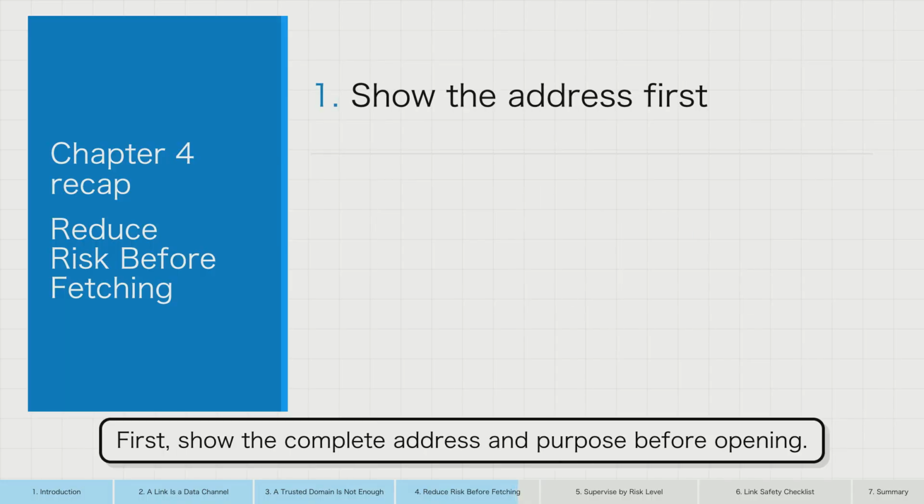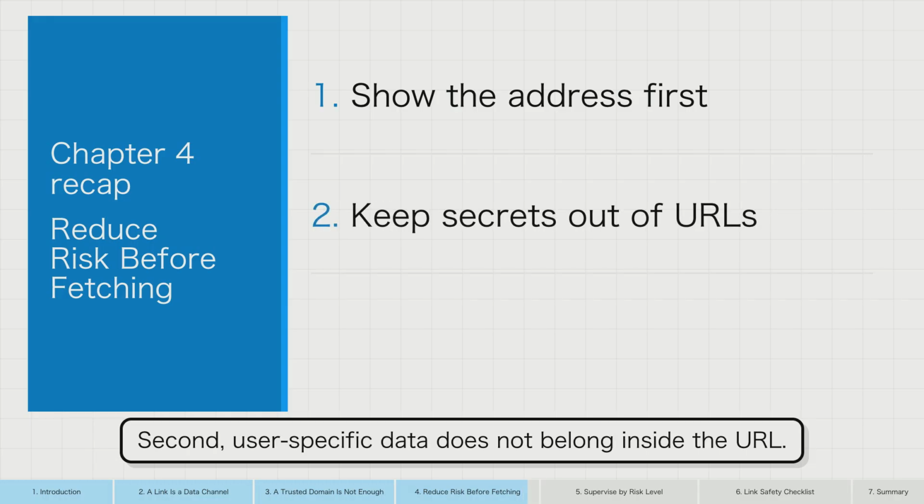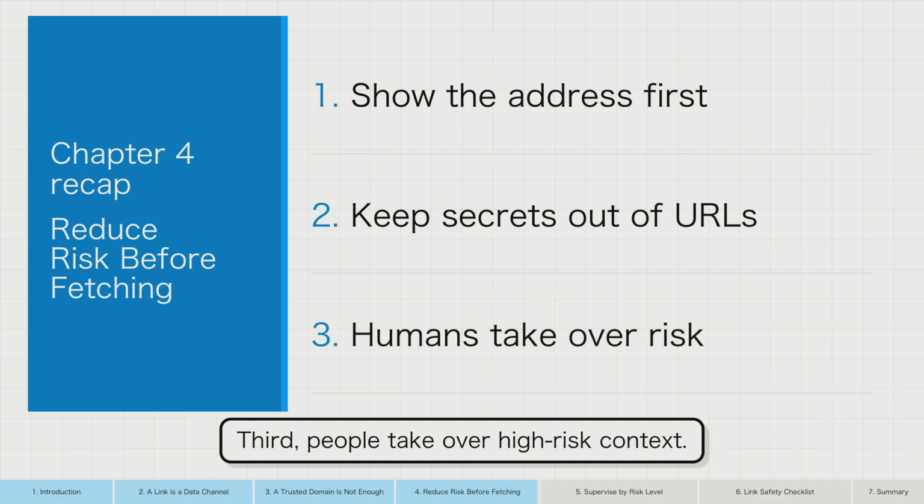Chapter Recap. First, show the complete address and purpose before opening. Second, user-specific data does not belong inside the URL. Third, people take over high-risk context.